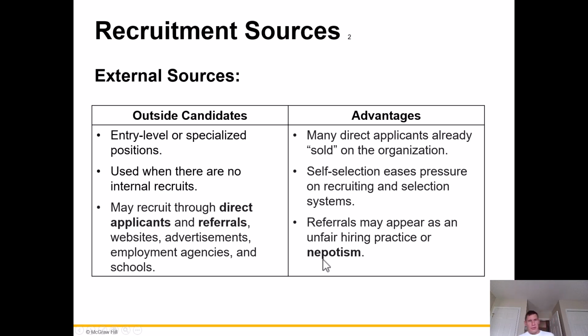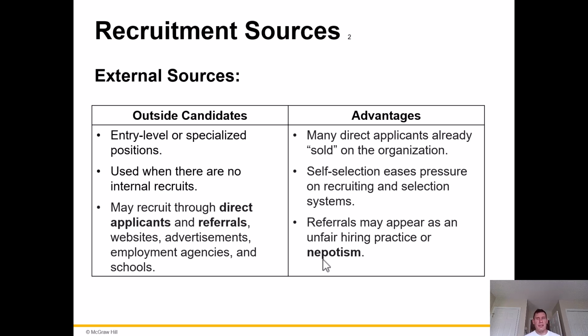So what about external sources? Outside candidates are probably more likely for entry level or specialized positions: bring somebody in, start them at the bottom, see if they can progress their way up. Typically that's going to be used when there are no internal recruits. And they may recruit through direct applicants or maybe referrals. Things like websites, advertisements, schools, and employment agencies. Referrals maybe from people that already work there.